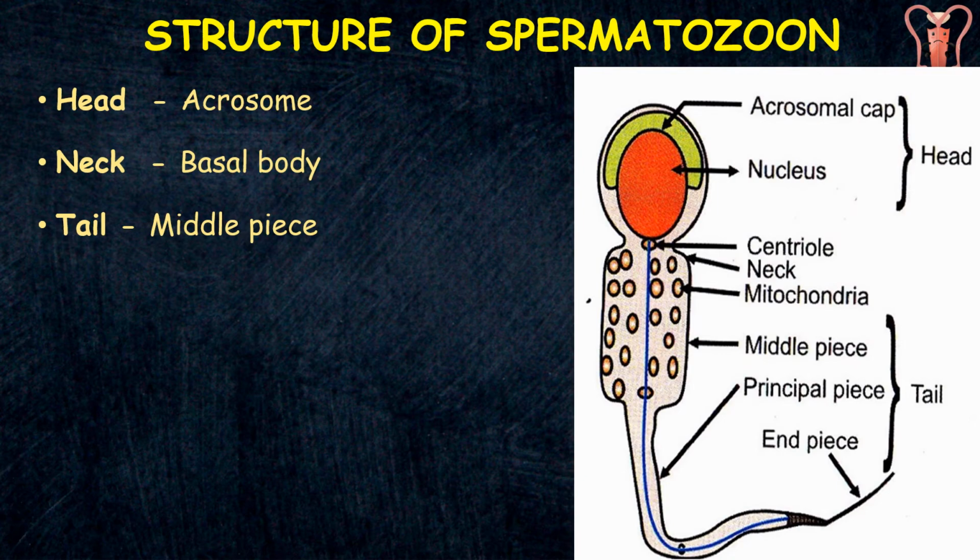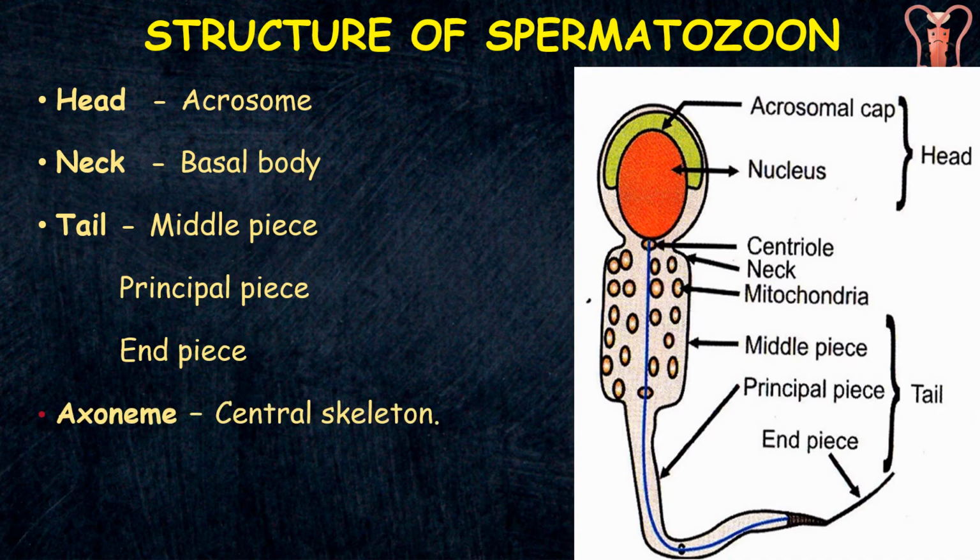Tail. So the tail of the sperm is the motile portion. It is also called the flagellum. It is divided into 3 parts. The first one is the middle piece, then the principal piece, and finally the end piece.